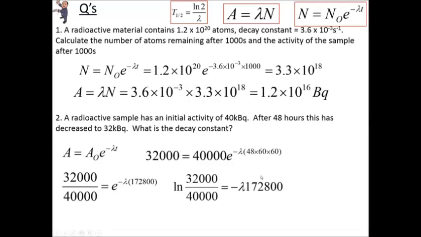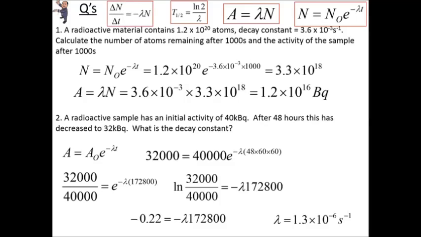So I've missed a few steps out here. If I take logs of both sides, then when I do the natural log of e, I can move the minus lambda and 172,800 down in front of the e, and then the natural log of e just cancels to 1, if you like. So then I've just got a simple expression to solve. I end up with minus 0.22 equals minus lambda 172,800, and then cancelling the minus signs and working out what lambda is, I get 1.3 times 10 to the minus 6 per second. So that's our chance of decay.